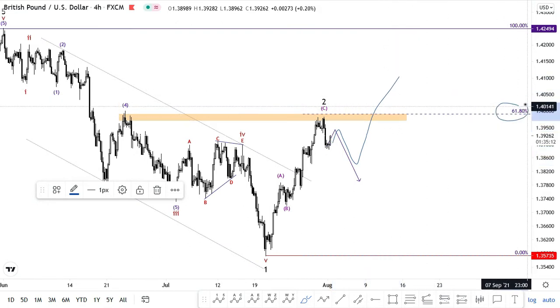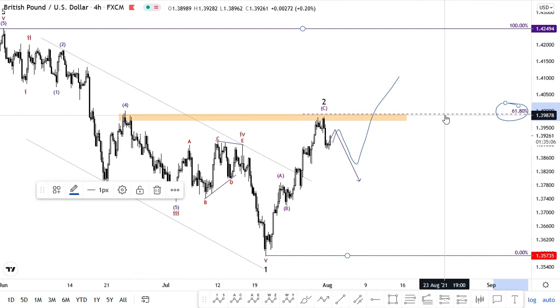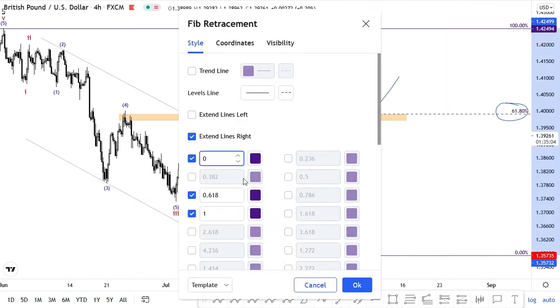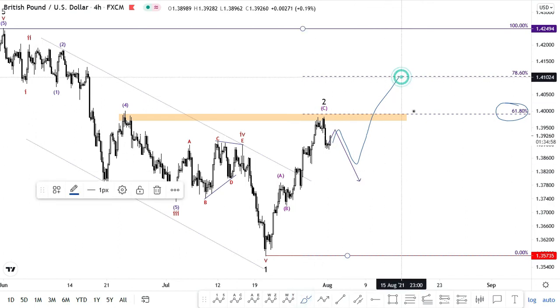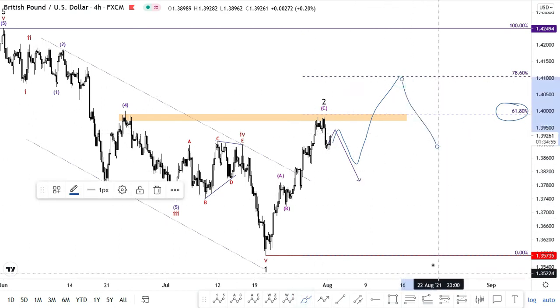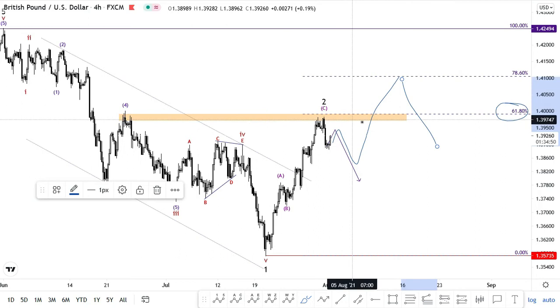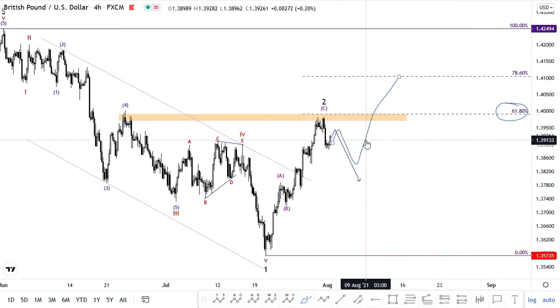signaling that price might have failed to hold at the 61.8, and then we still have another level, which is the 78.6, where we can expect price to find resistance going down. So this one is not final yet. We have to observe what price might be offering us.